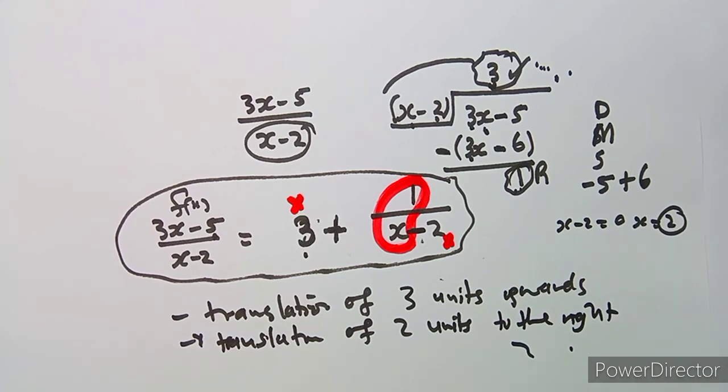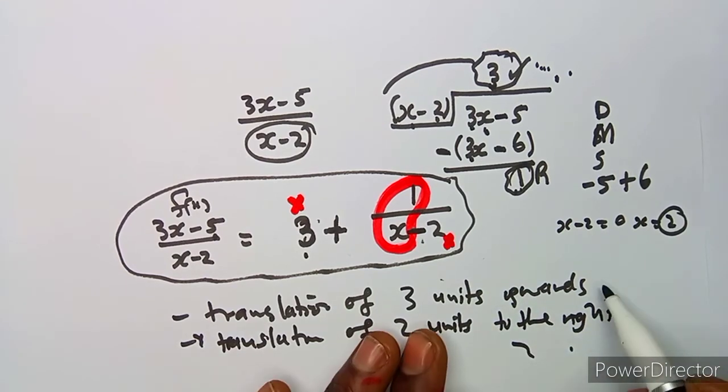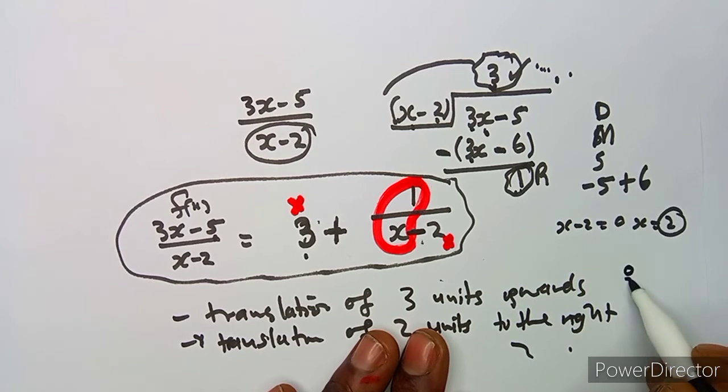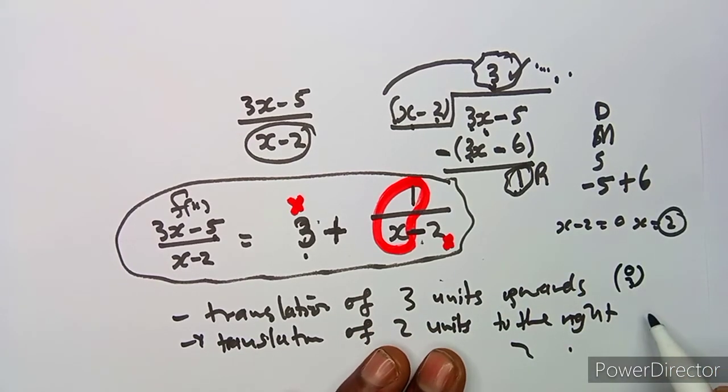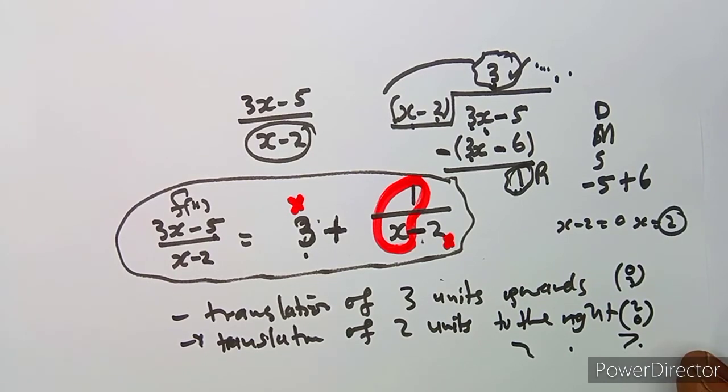So you can even describe with vectors. This one you can describe with a vector. It will be 0, 3 like this. This one as a vector, it will be 2, 0 like this. So you can even describe the transformations with vectors, guys. There's a lot that you can actually do.